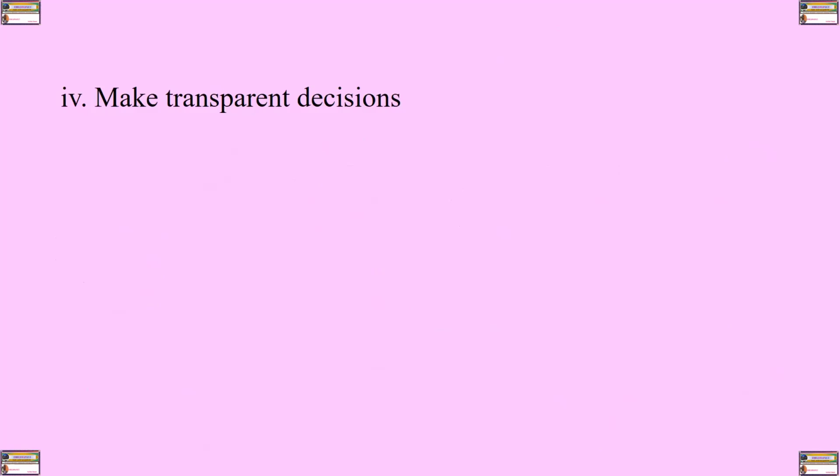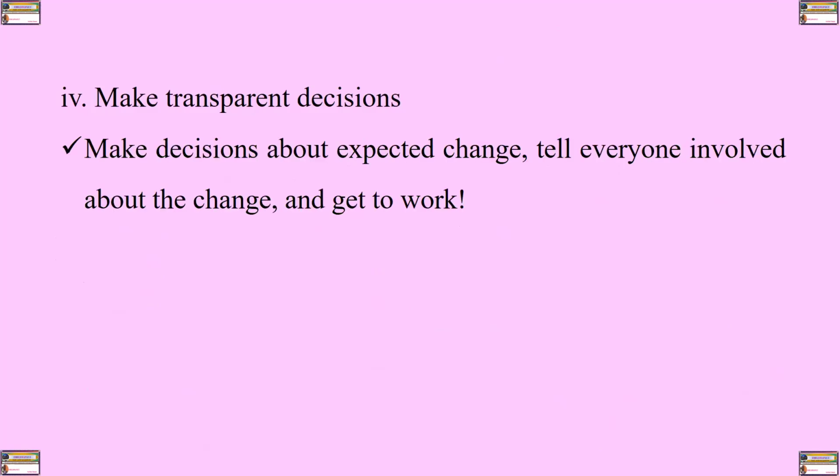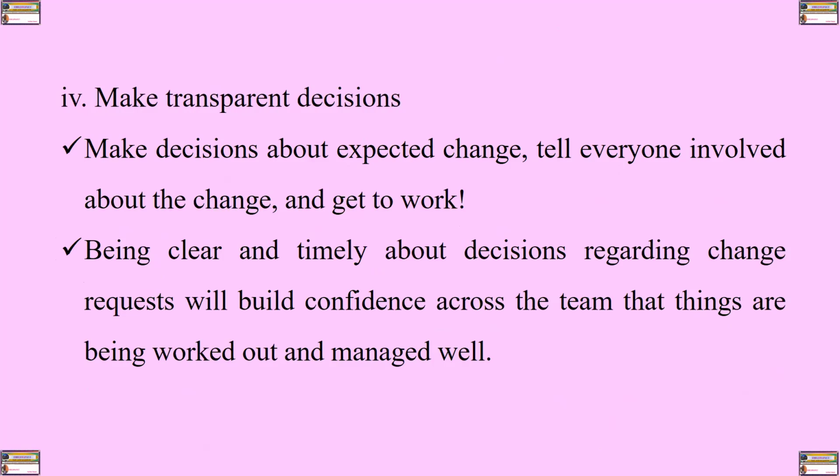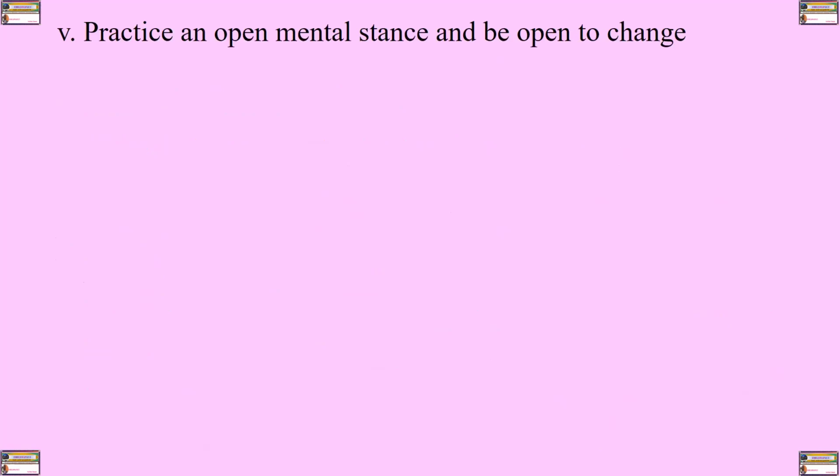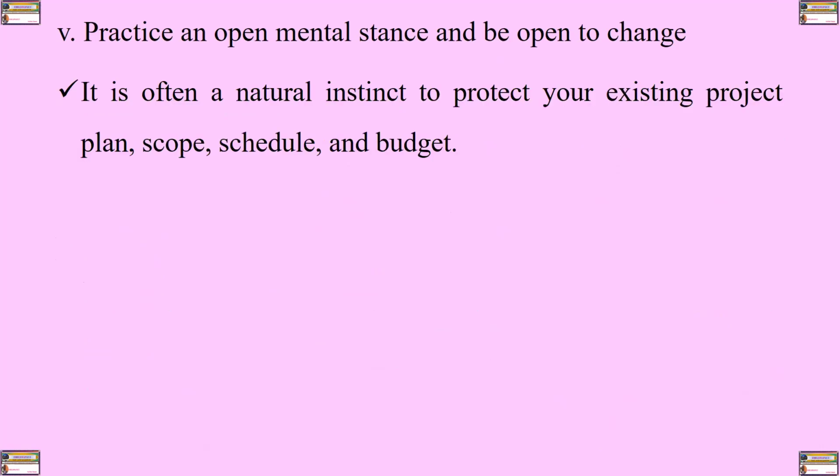Number four, make transparent decisions. Make decisions about expected change, tell everyone involved about the change, and get to work. Being clear and timely about decisions regarding change requests will build confidence across the team that things are being worked out and managed well. Number five, practice an open mental stance and be open to change.